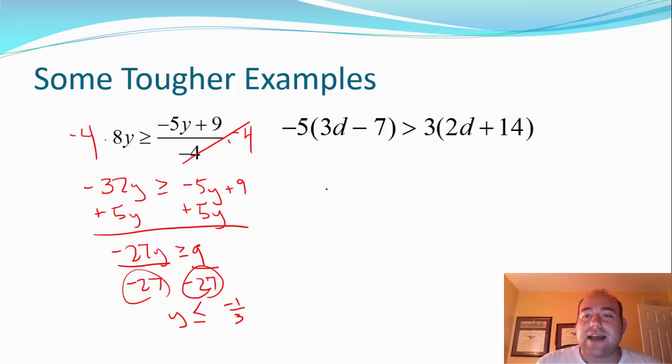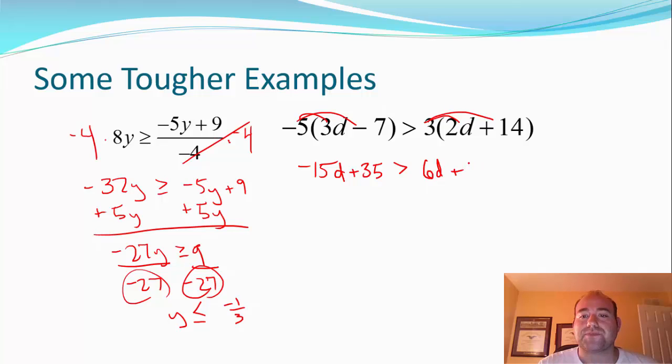All right. Now I got letters on both sides. I've got parentheses on both sides, so I got to clear them out. I'm going to do a whole lot of distributing. So I'll multiply the left-hand side by -5. I get -15d plus 35. I'll distribute the right-hand side: 6d plus 42.